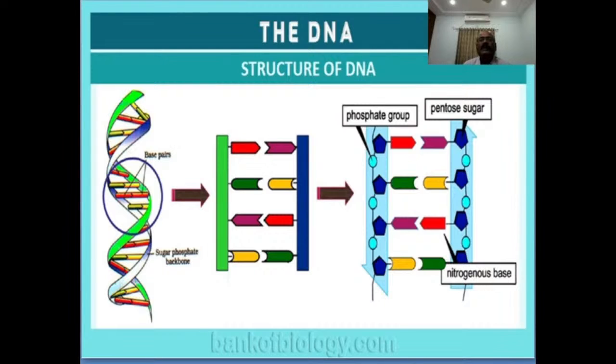See the structure of DNA. So, 2 strands. The 2 strands of DNA are not straight. It is a twisted one. That's why the DNA structure is called a double helical structure. It is a right-handed twisted structure. When we observe these 2 strands, this is one strand and this is one strand.